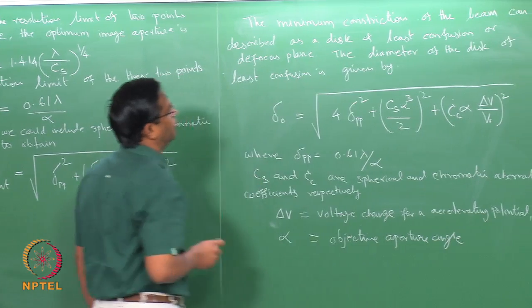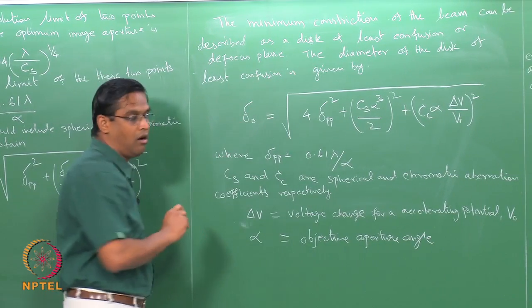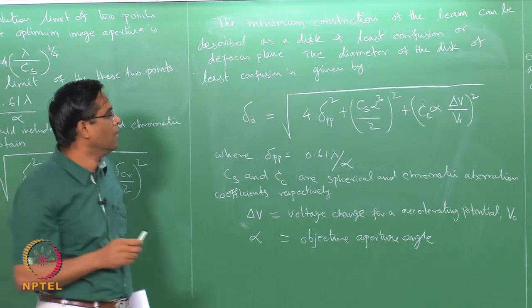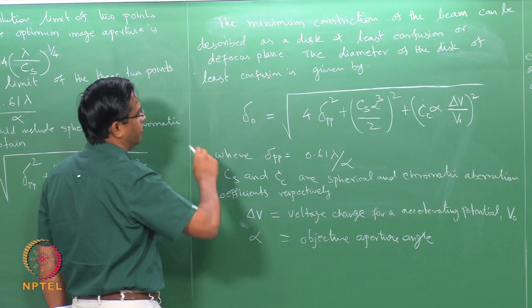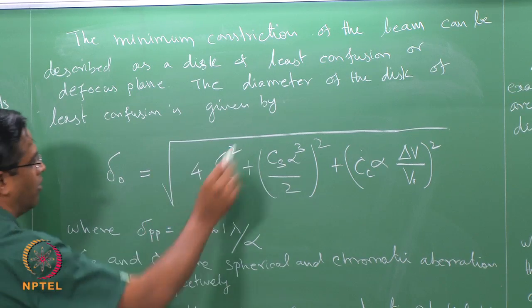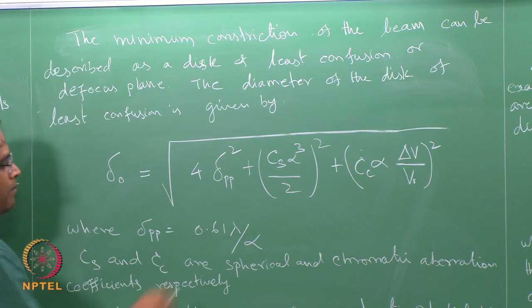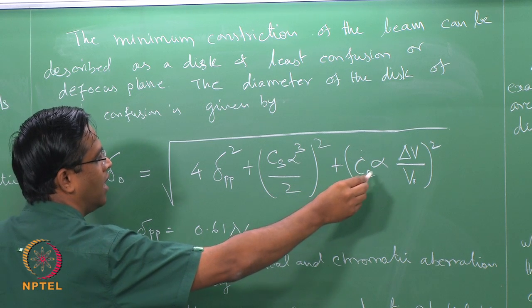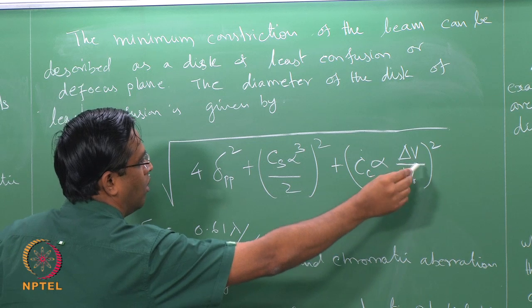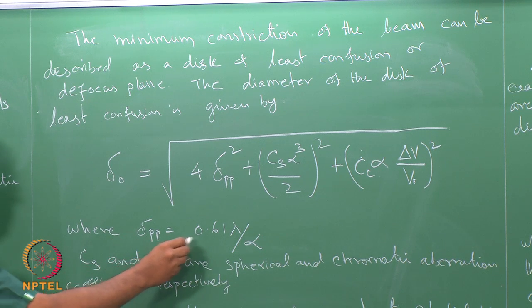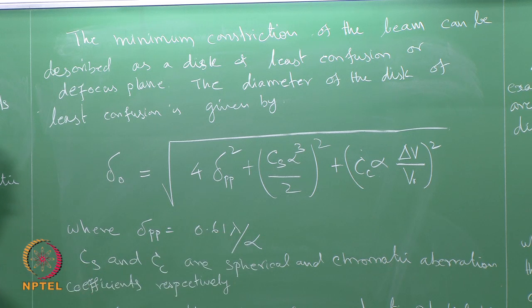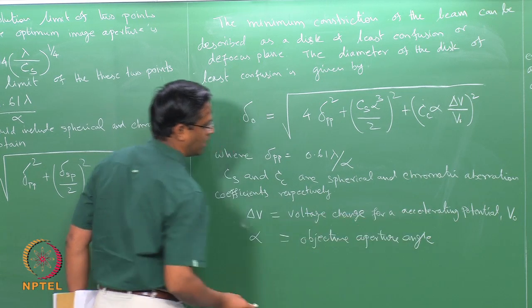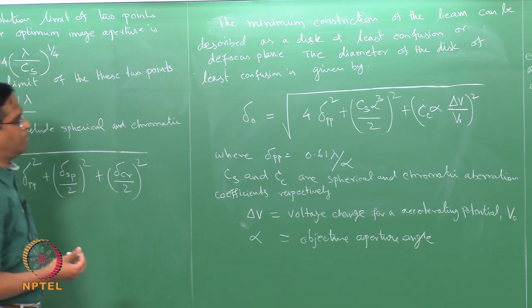The minimum constriction of the beam described as the disk of least confusion on the defocused plane on the optical axis. The diameter of the disk of least confusion is given by delta naught equal to square root of 4 times delta PP square plus Cs alpha cube divided by 2 whole square plus Cc alpha delta V by V naught whole square, where delta PP is equal to 0.61 times lambda by alpha, and where Cs and Cc are the spherical and chromatic aberration coefficients respectively. Delta V is voltage change for an acceleration potential V naught, and alpha is an objective aperture angle.